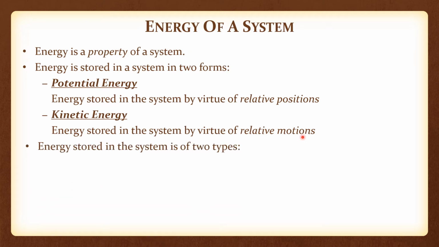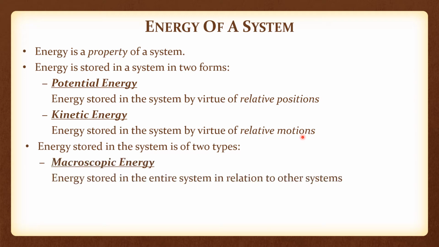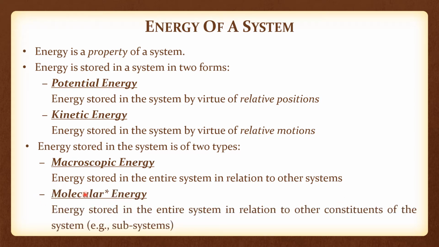Now energy stored in the system is of two types: macroscopic energy, that is energy stored in the entire system in relation to other systems. So you are looking at an entire macroscopic entity, which is the system, in relation to another macroscopic entity. You are looking at what sort of energy is stored. And then the molecular or microscopic energy, energy stored in the entire system in relation to other constituents of the system, like subsystems.